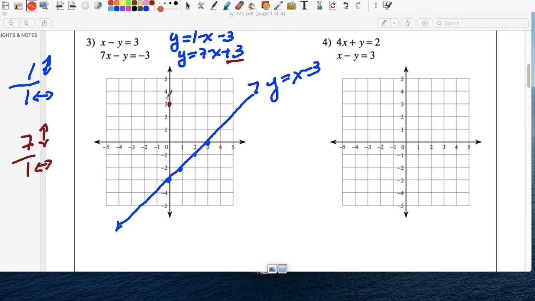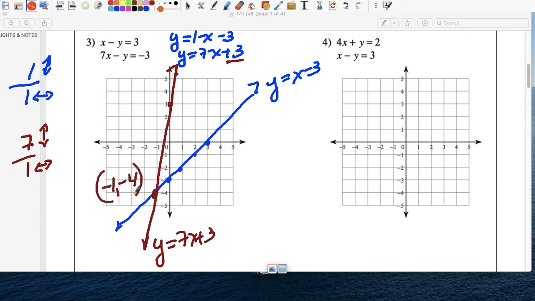Notice that if you go up 1, 2, 3, 4, 5, 6, 7, we don't have room in the graph. But let's go the other way: 1, 2, 3, 4, 5, 6, 7, and 1 to the left. We're going to go left because this line also is positive. So that looks like this. It's still positive because it goes up from left to right. So this is your second line, 7x plus 3. Do they meet anywhere? Yeah, they meet right here. And that point is -1, -4. So again, this point is a solution to both equations.